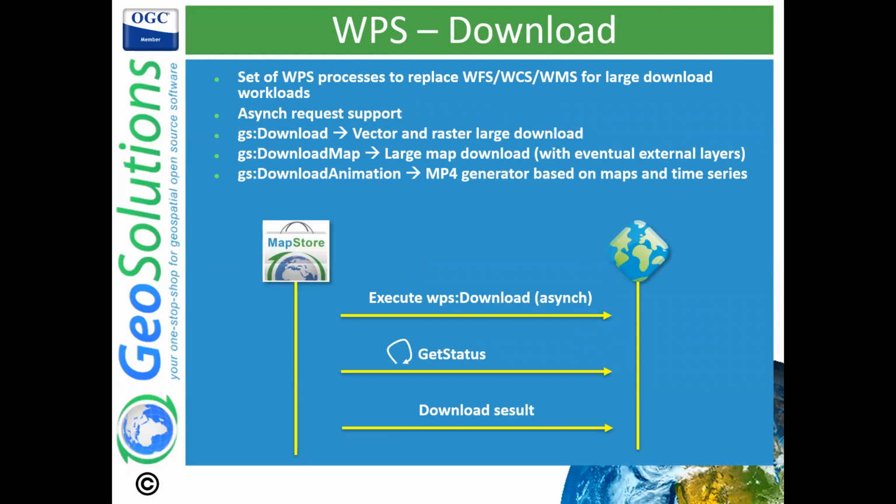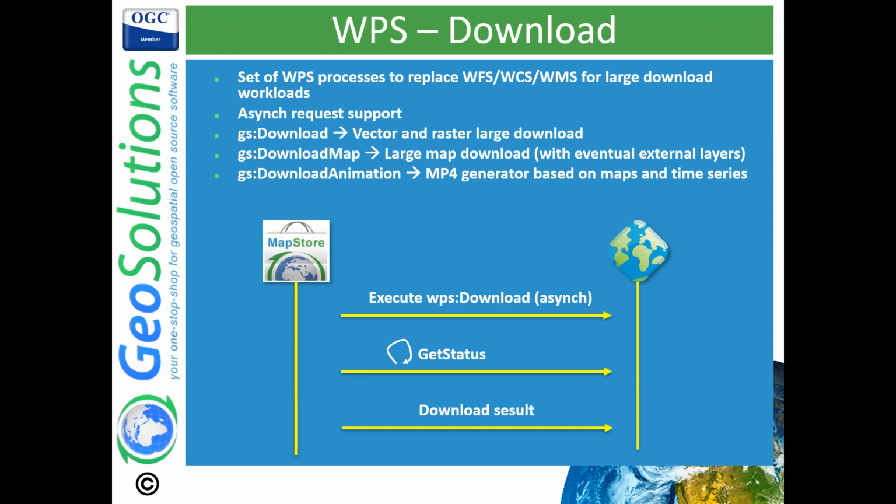Another module that is graduating is WPS download. The WPS download module is a set of WPS processes that are built to replace WFS, WCS, and WMS for large download workloads. Why is that important? Well, WFS and WCS allow for download of raw data, both in vector and raster form, but there's a catch. The requests are synchronous. If you're trying to download something like a GeoPackage or a shapefile or anything that has to be fully prepared before the download, your client is sitting on an idle HTTP connection for maybe minutes, and these connections have a tendency to time out.